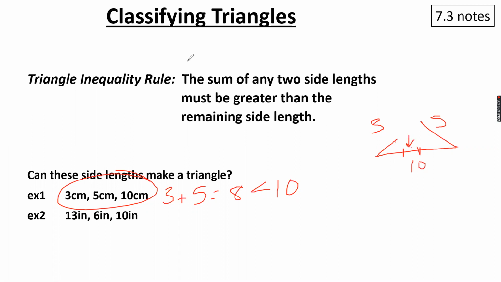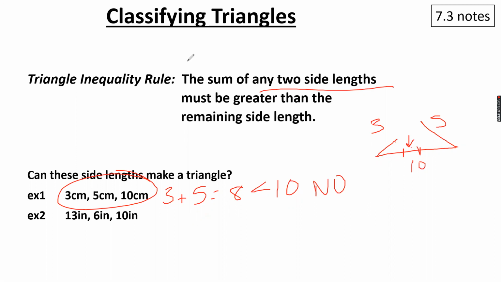So when you add the two side lengths together, 3 plus 5, if it's a number that is less than the other side, this cannot be a triangle. So this is not a triangle. We're going to say no.